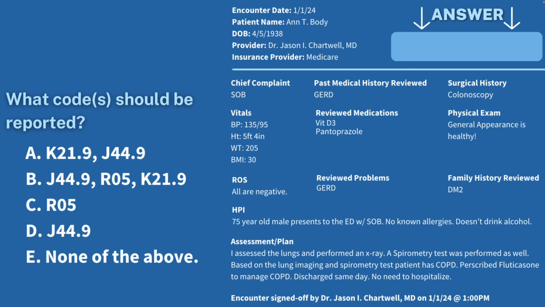What's your answer? And if you answered J449, you are correct. That is the code that we are supposed to be coding. COPD is an acronym for chronic obstructive pulmonary disease. Let's go look that up.